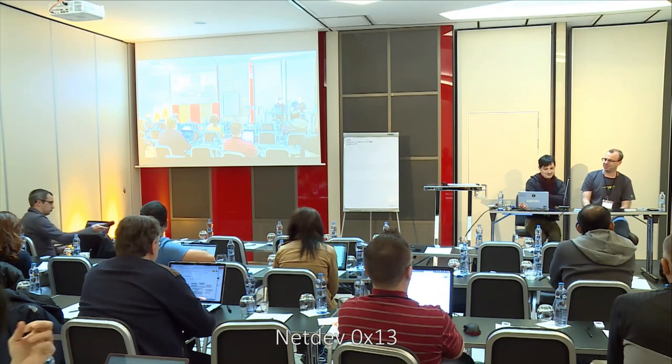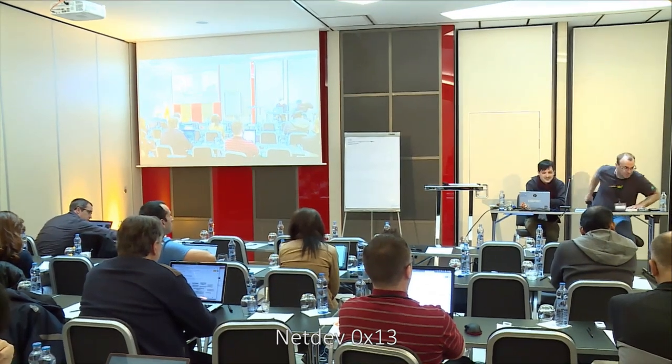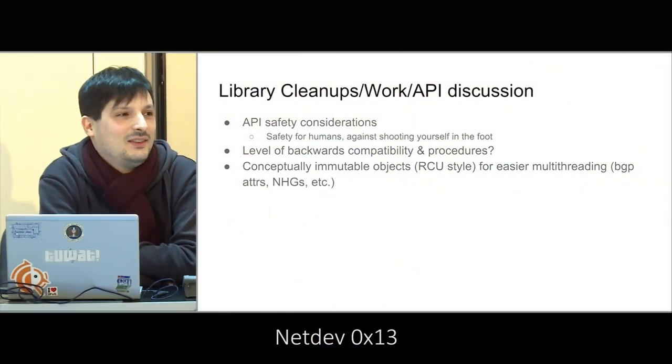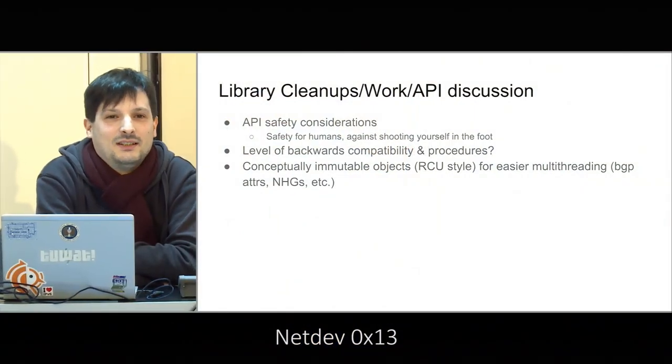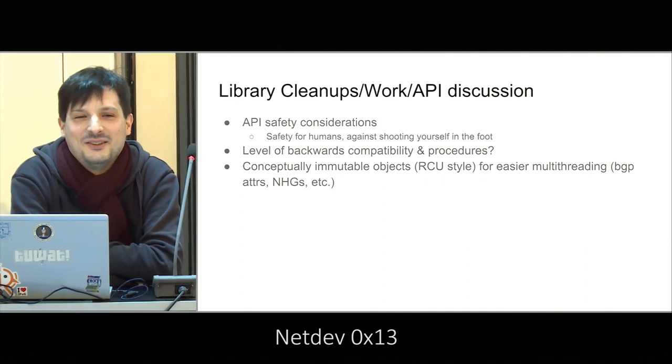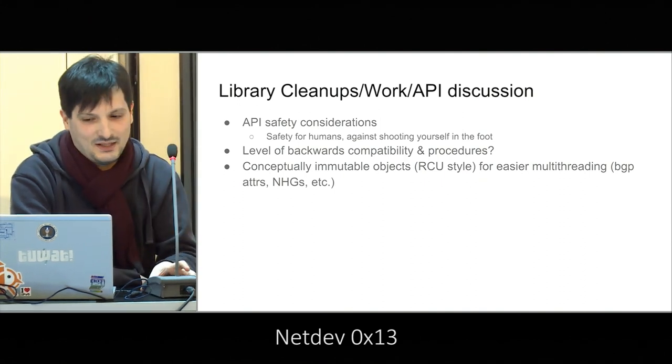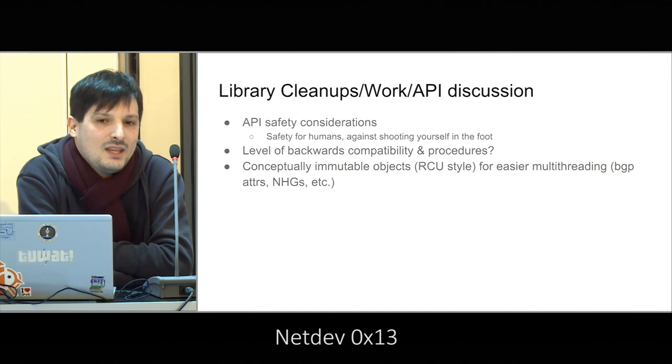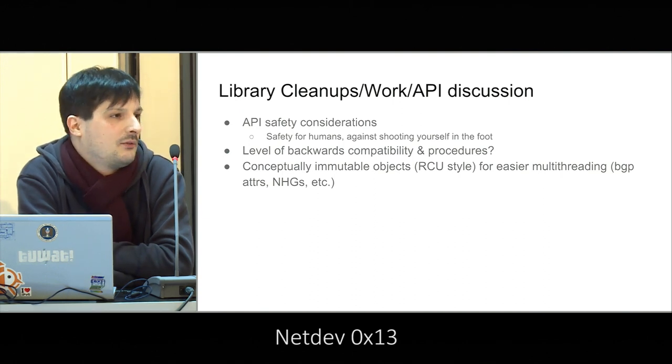Okay. So this is one of my pet peeves. I don't know how many people here have looked at the library facilities that you have in FRR. Let's just say most of them were written in the 90s, and you can pretty much see that. So we basically have an ongoing effort to try and make our APIs just suck less.